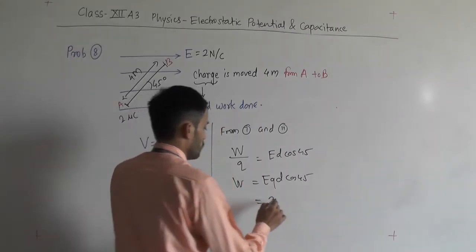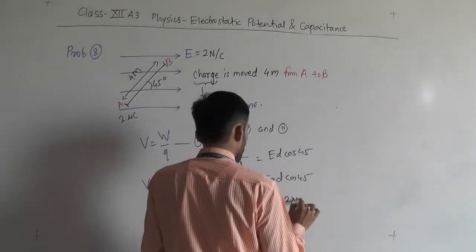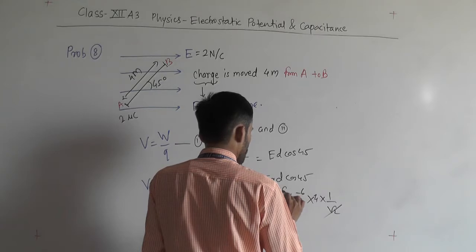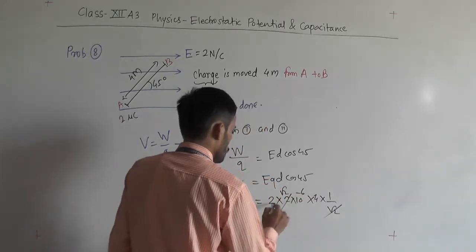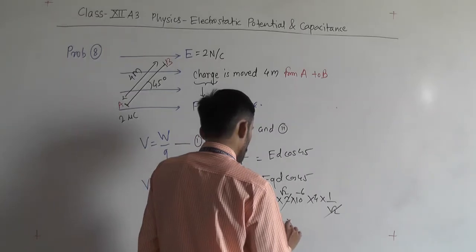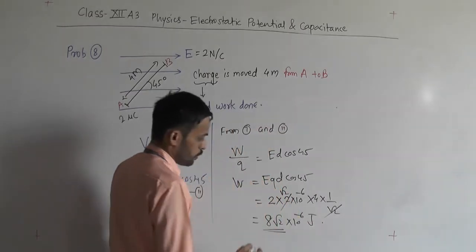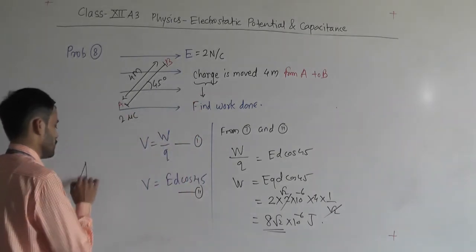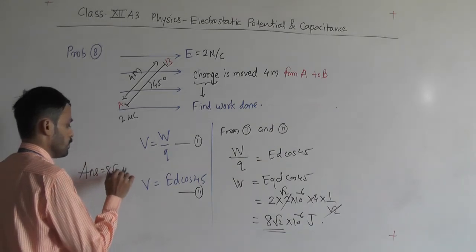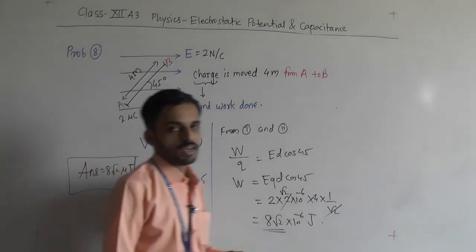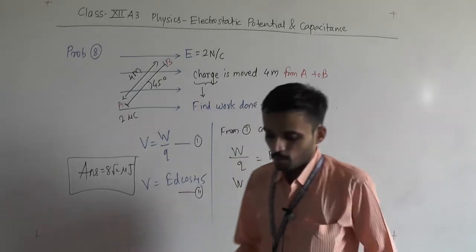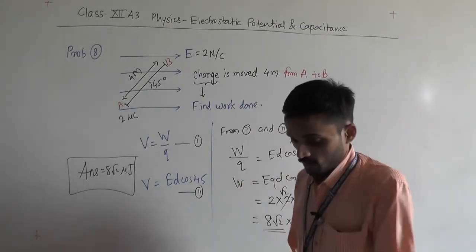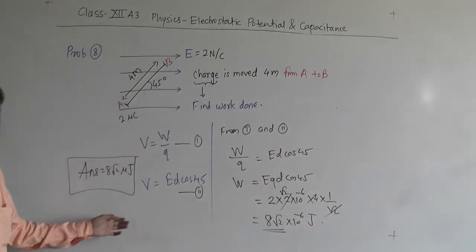E is 2 Newton per Coulomb. Q is 2 microcoulomb, so 2 into 10 raised to minus 6 into 4 into 1 by root 2. Root 2 may be cancelled and 1 root 2 will be there. So 4 into 2 is 8, 8 root 2 into 10 raised to minus 6 joule. Meaning 8 root 2 microjoule will be the answer. So this is the way in which the problems regarding potential and everything may be solved. Okay, now we will go for the next one. So I'll suggest you to note this down.